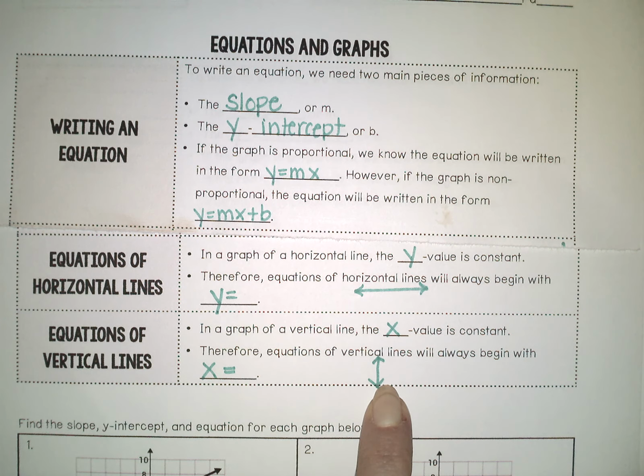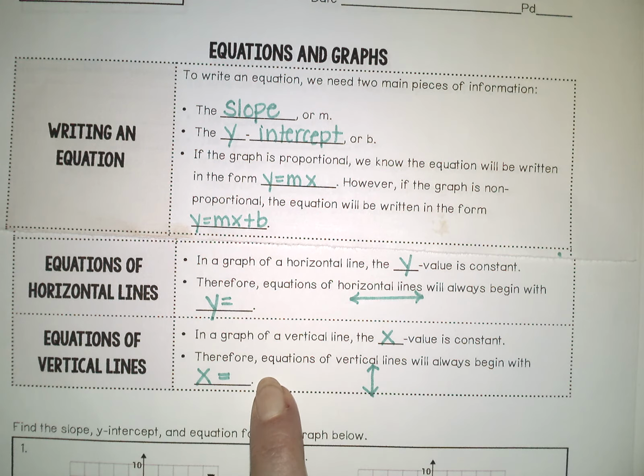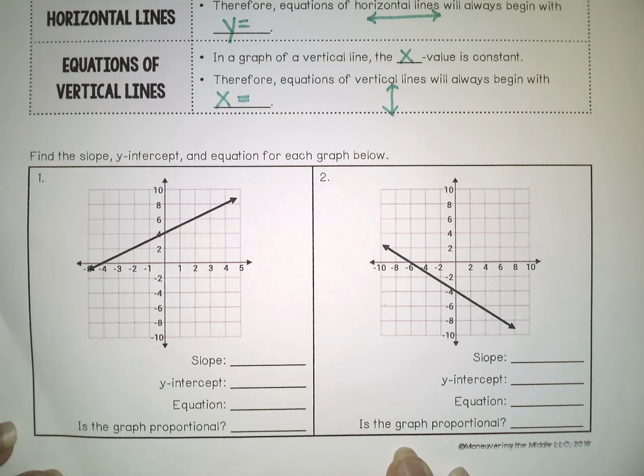And equations of vertical lines, being up and down: if you took this as an arrow or a spear, that would spear through the x-axis. So in the graph of a vertical line, the x value is constant. Therefore, the equation of a vertical line will always begin with x equals. Let's go through these. I'm not going to do each of them with you, but I'm going to get you the hang of answering these questions properly.